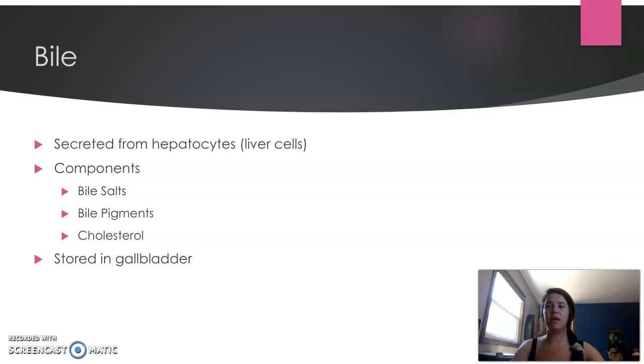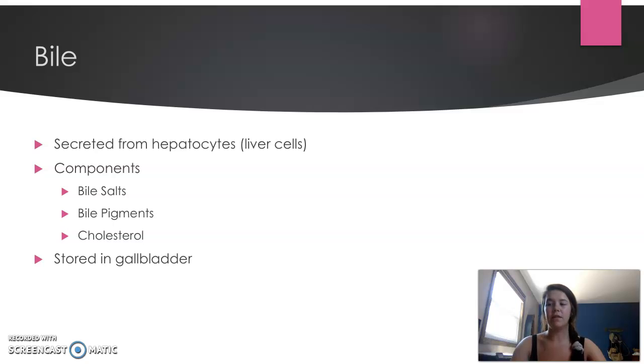The components include bile salts, which emulsify big clumps of triglycerides so there's more surface area for lipase to break them down. Bile pigments, which are waste products of hemoglobin degradation. Bilirubin is an example that is the end product of the breakdown of heme from destroyed blood cells and gives feces their characteristic color. And cholesterol, which is excreted in the feces. Drugs and other xenobiotics are cleared from the blood and also excreted in the bile.